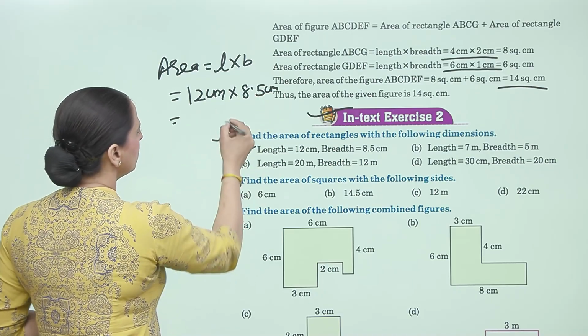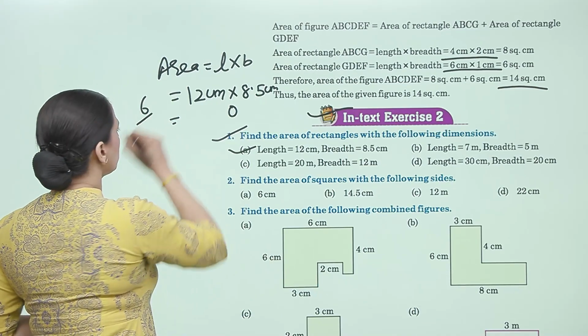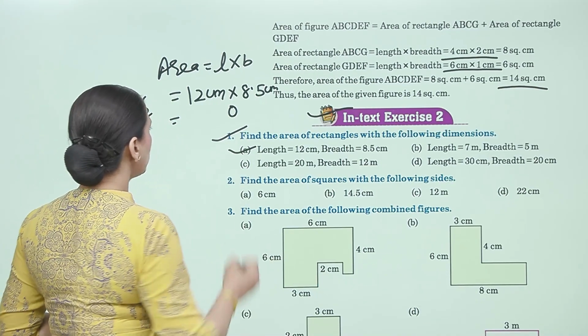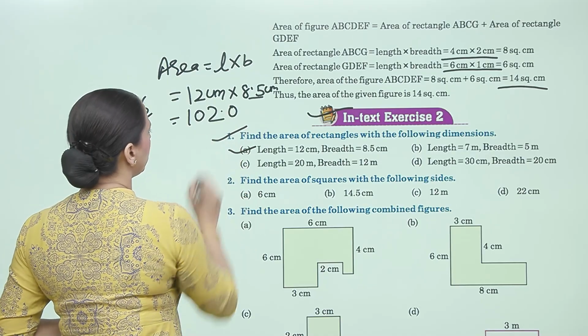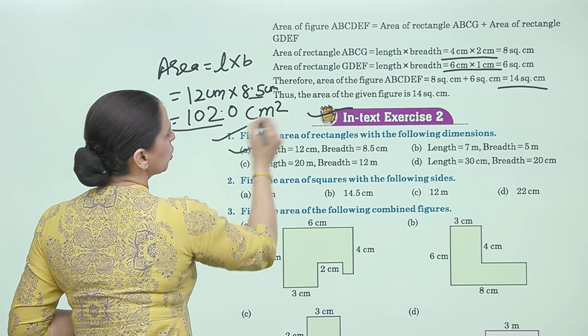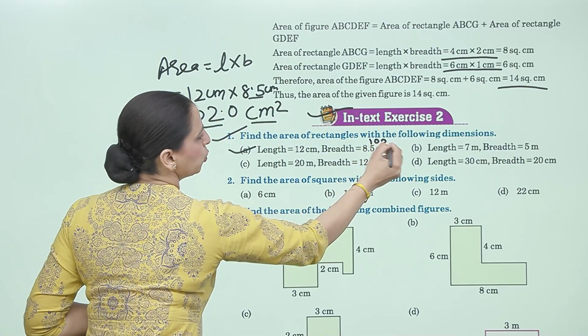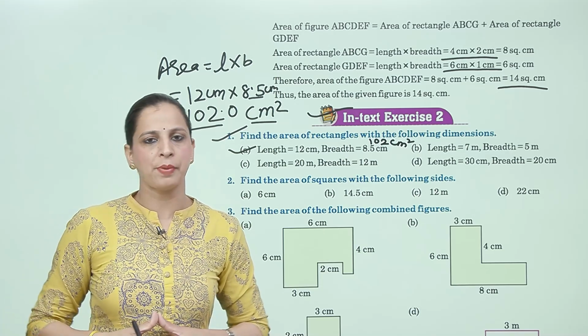Now, 12 5s are 60, 0, 6 carry, 12 8s are 96, 96 plus 6 is 102. After decimal 1 digit, so we put the decimal. So, area is 102 centimeter square. 102 सेंटीमीटर स्क्वायर. तो बच्चों सेम मेथड को यूज करते हुए बाकी के पार्ट्स आप खुद ट्राई करेंगे.